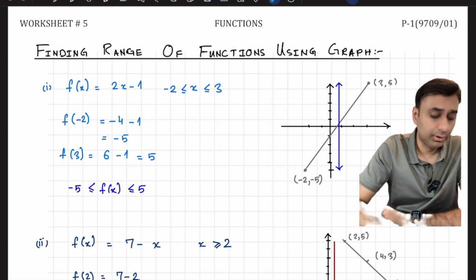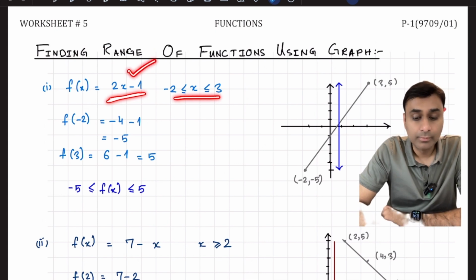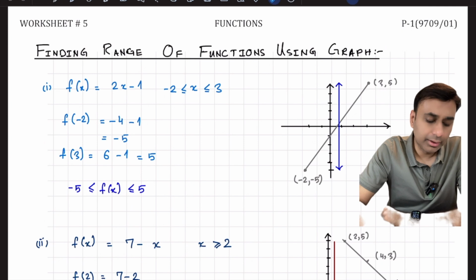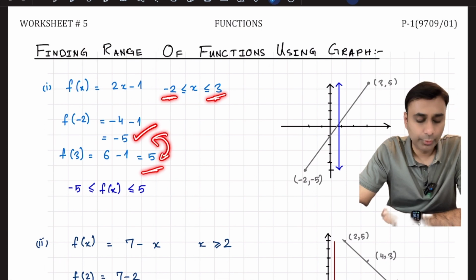Like for example, I have to find out the range for an interval of -2 to 3 for the function 2x minus 1. One might think that it would be very easy and I can just plug in the value of domain as -2, I'll get the range, and I'll put the value of domain as 3 and I'll get the corresponding range, and I can easily find out the range would be from -5 to 5.